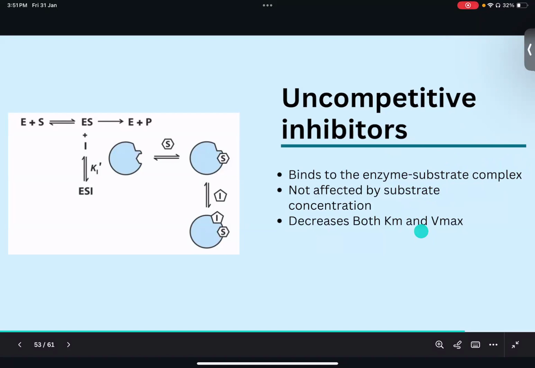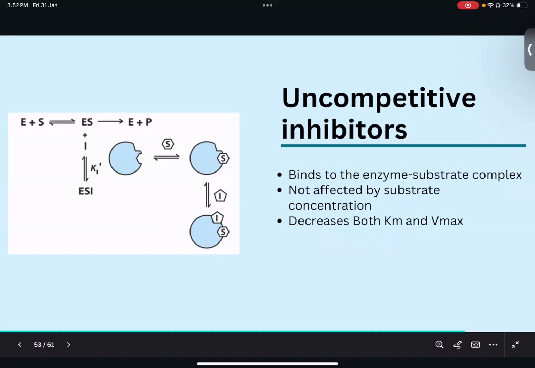Here, for the uncompetitive inhibitor, it decreases both Km and Vmax. So it decreases the Km and decreases the Vmax. Why does it decrease the Km here, and why not only the Vmax? Same as the non-competitive, because when it binds to the enzyme-substrate complex, it will lock the enzyme with the substrate.